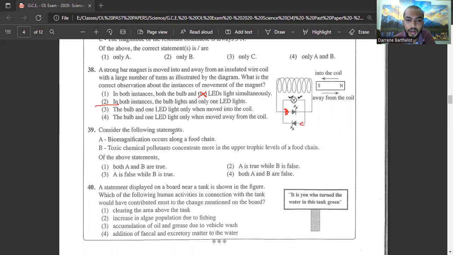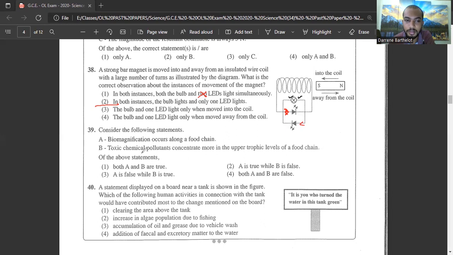39. Consider the following statements. A. Biomagnification occurs along a food chain. That's correct. B. Toxic chemical pollutants concentrate more in the upper trophic levels of the food chain. That is what is meant by biomagnification. So A and B are true. They're asking, of the above statements, whether both A and B are true, or A is true while B is false.